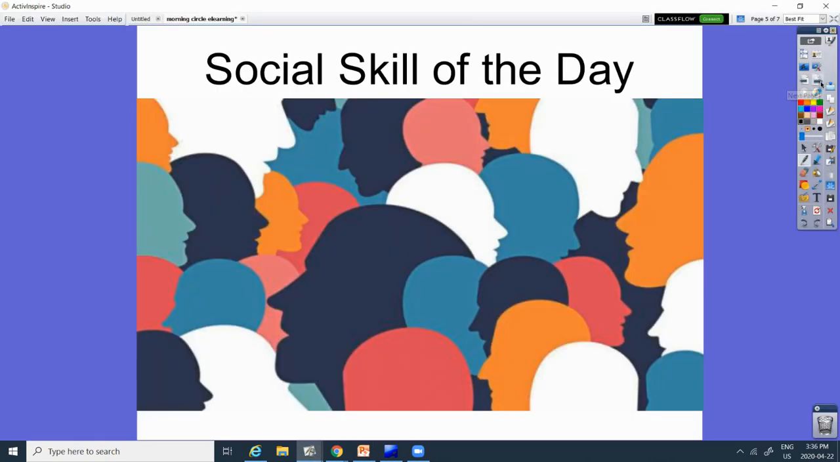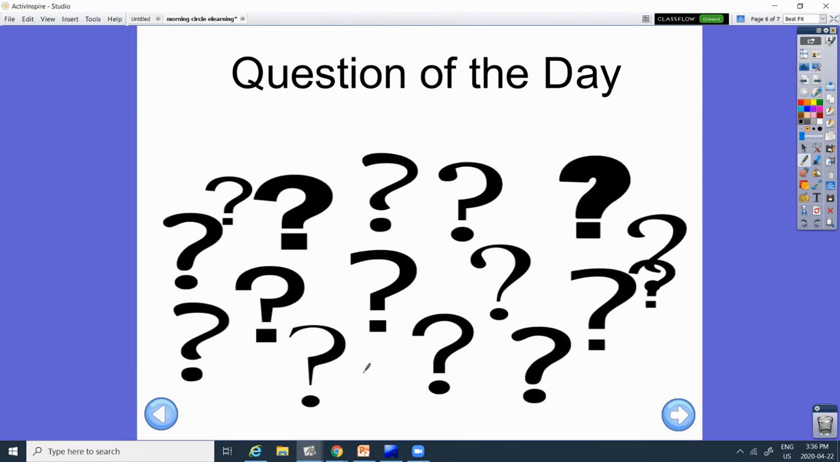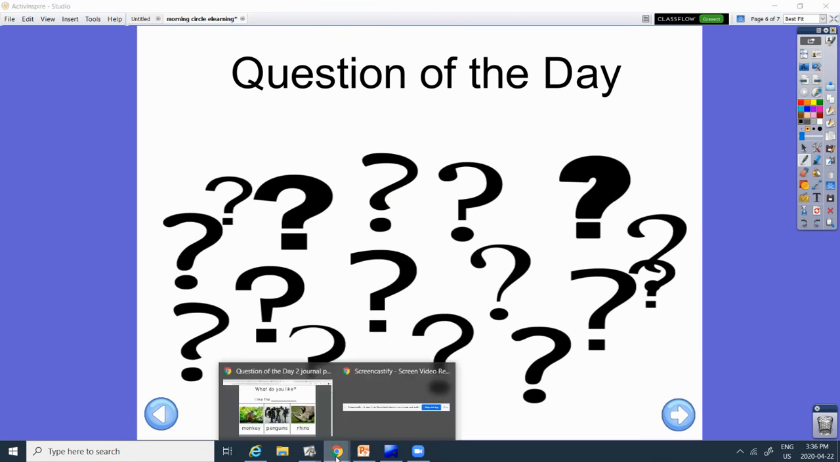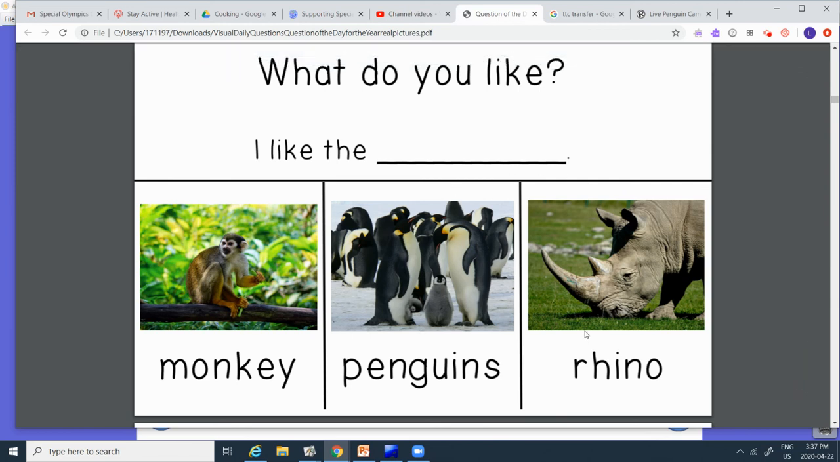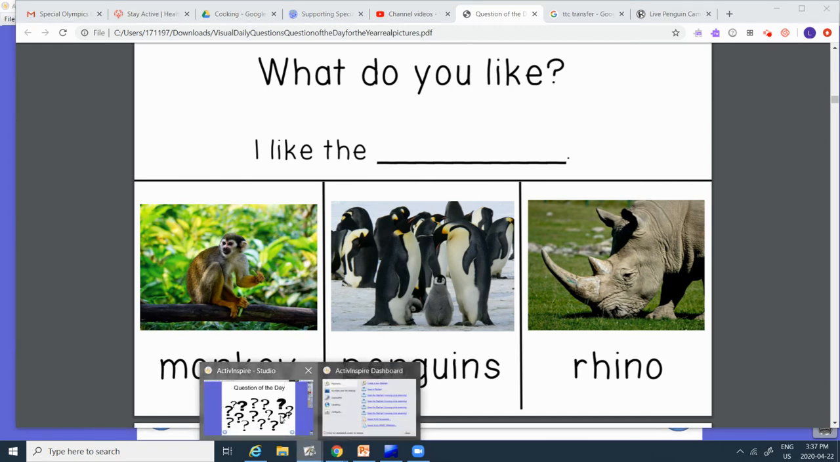Practice those today. Okay, our question of the day. Are you ready? Today's question is, what do you like? Do you like monkeys, penguins, or the rhino? So pick one of these: monkeys, penguins, rhino. And you know what we're going to do next? We're going to write it down.